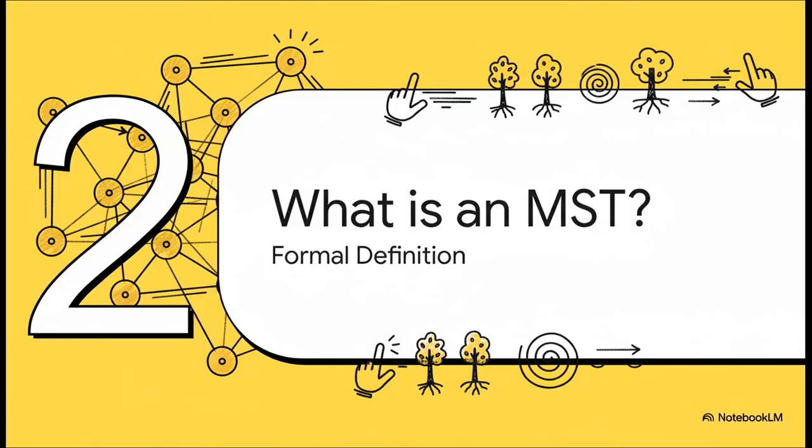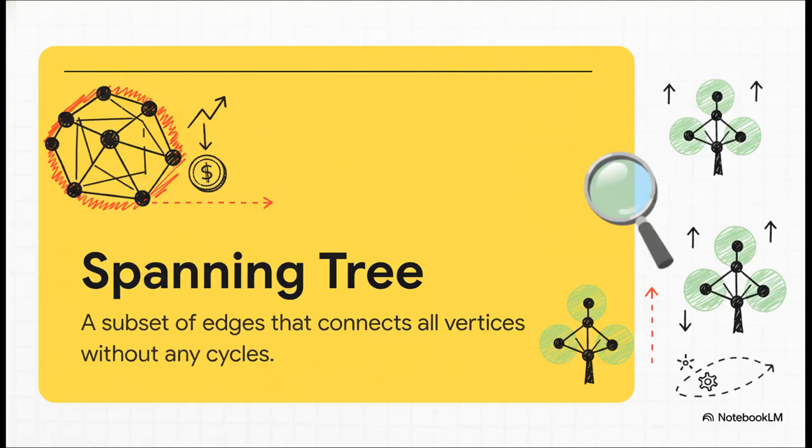So this idea of the cheapest possible network has a formal name in the world of graph theory. It's called a minimum spanning tree, or just MST for short. Let's break that name down piece by piece. First up, what's a spanning tree?